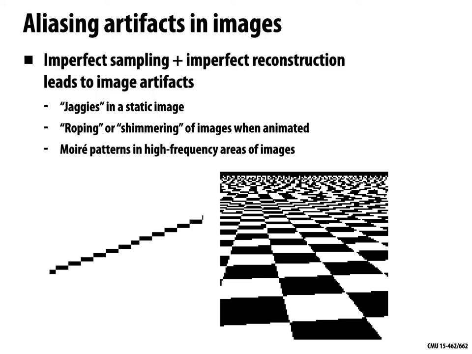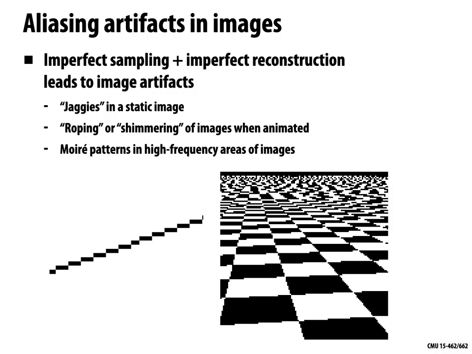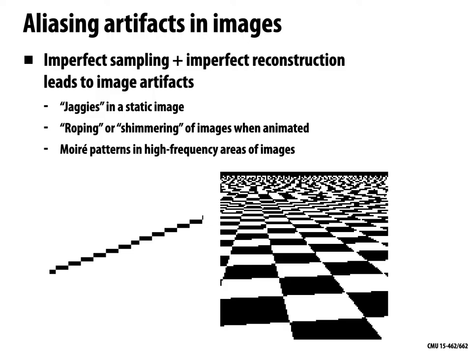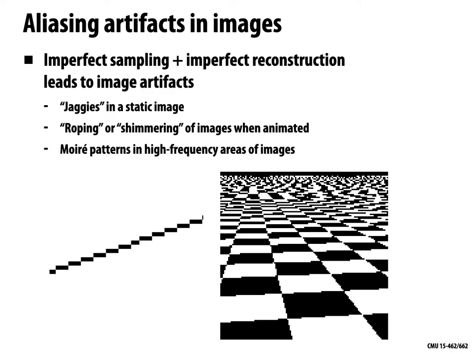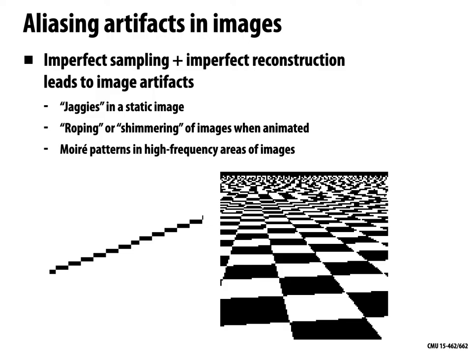In animated images in movies, I might have roping or shimmering artifacts. If you look at the horizon on this checkerboard, you see all sorts of crazy patterns moving around that aren't really there. This isn't really how a checkerboard should look. It's just because we're doing really crude sampling and then a really crude reconstruction using a piecewise constant approximation. And there's lots of other kinds of artifacts. We also saw this moiré pattern in the sine of x squared plus y squared and so forth.